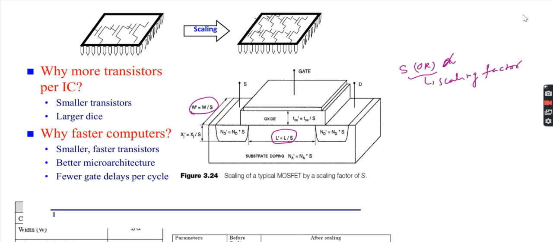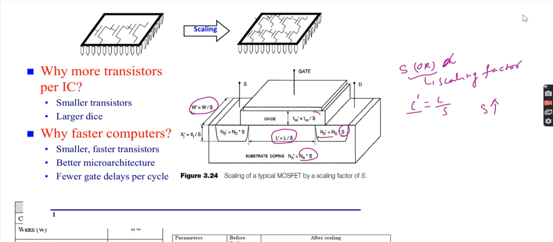Simply, if you want to reduce the new L value, L dash will be L by S, so you need to increase S, the scaling factor. If you increase the scaling factor, automatically the new L value will become less. In the same way, ND, the doping concentration of donor, is multiplied by S. Substrate doping also, NA into S. Like this, so many parameters are scaled. Here we have shown only a few.